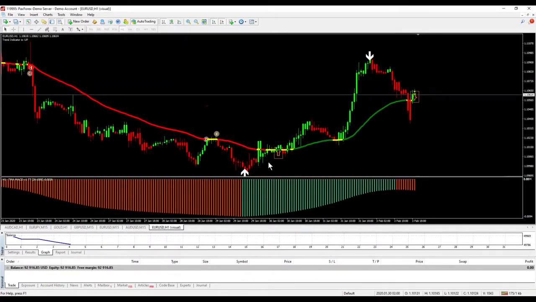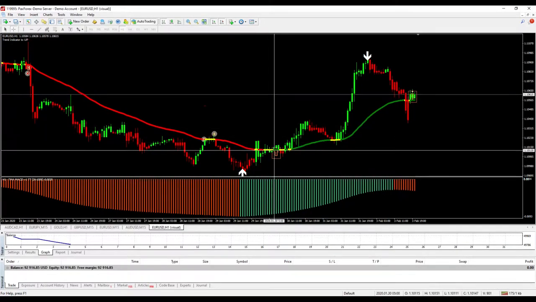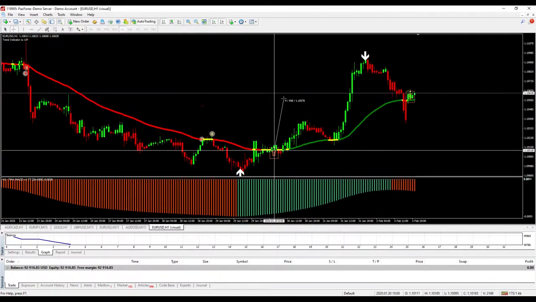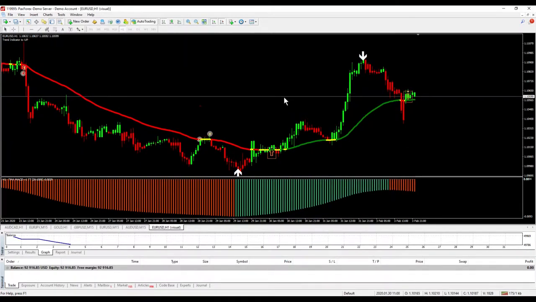Another great trade. Another 45 pips. It's great. I'd be done for the evening if it was me.